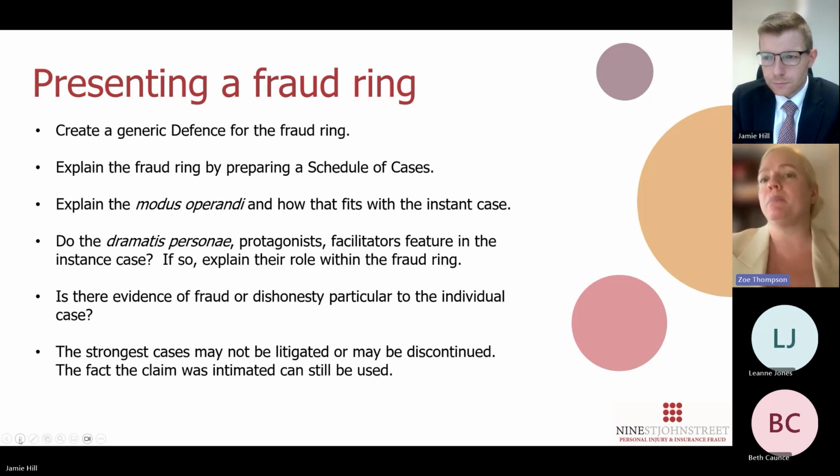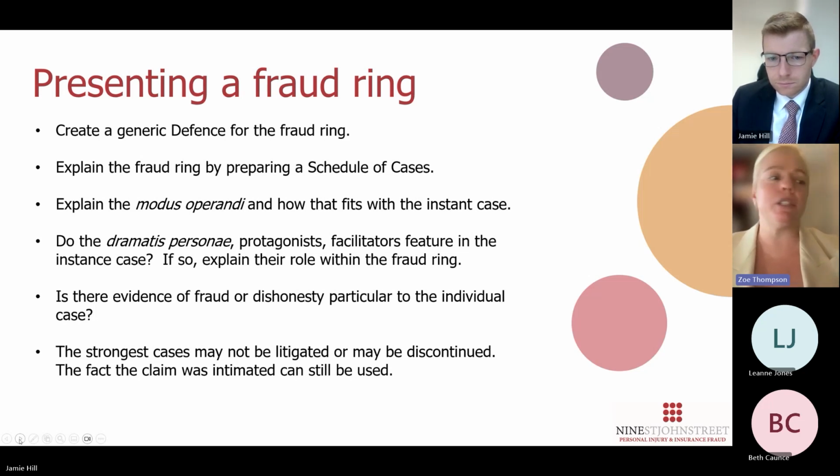And you are also explaining the modus operandi. You are explaining who the key protagonists are and what their role is in the ring. And you are also looking in terms of your individual cases at any particular fraud, for example, a fraudulent personal injury claim in relation to that particular case.